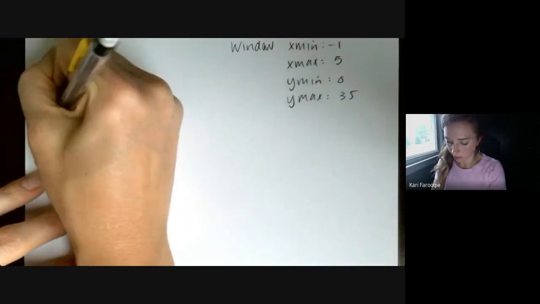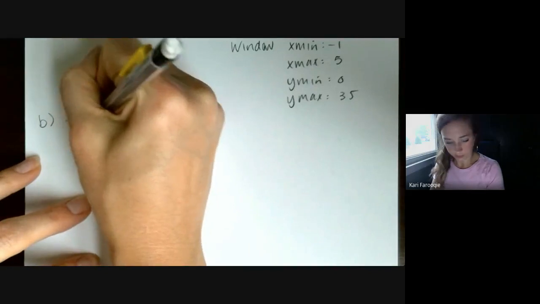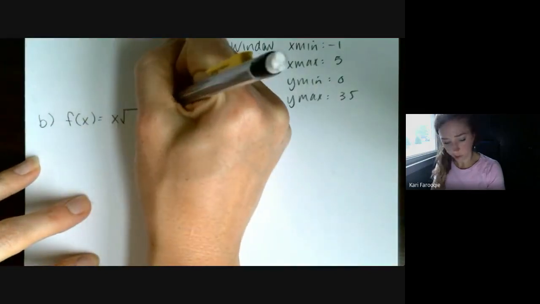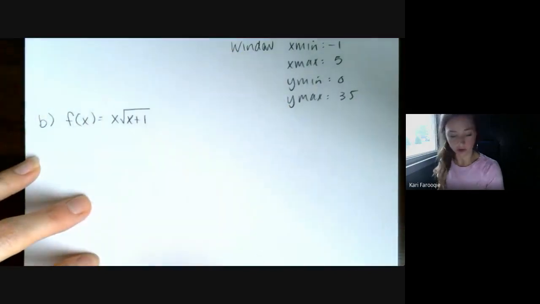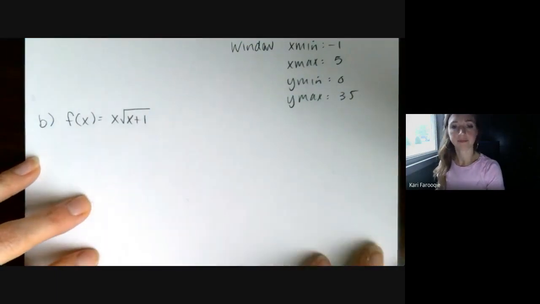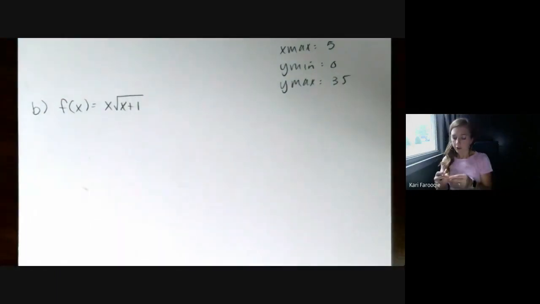We can talk about concavity. f of x is x times the square root of x plus 1. Now, I want you to get very used to listing out domains anytime you have a function that might have an issue with its domain.